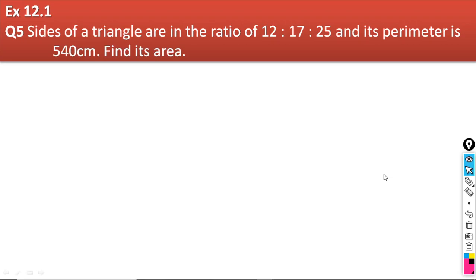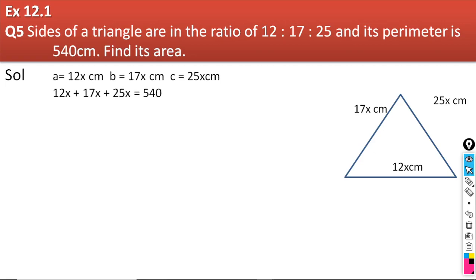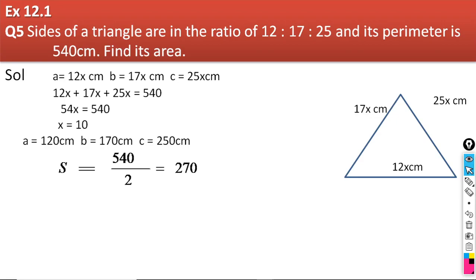Let us try another problem. In this problem, the sides of a triangle are in the ratio 12, 17 and 25. Perimeter is given 540 centimeter. We have to find its area. We consider the sides 12x, 17x and 25x. Perimeter is given 540. So we'll add them. The sum is 540. Finding x from here, x will be 10. Then we find the sides 120, 170 and 250 centimeter.